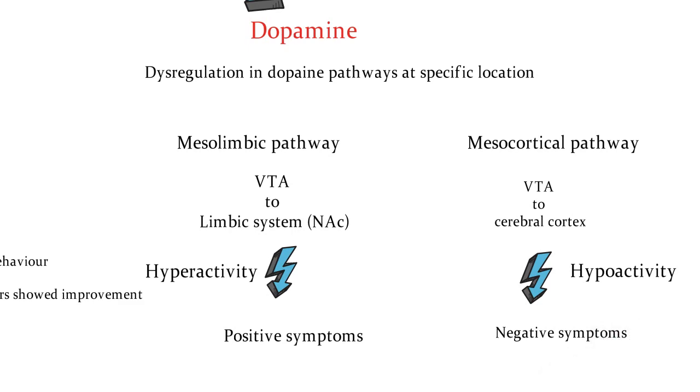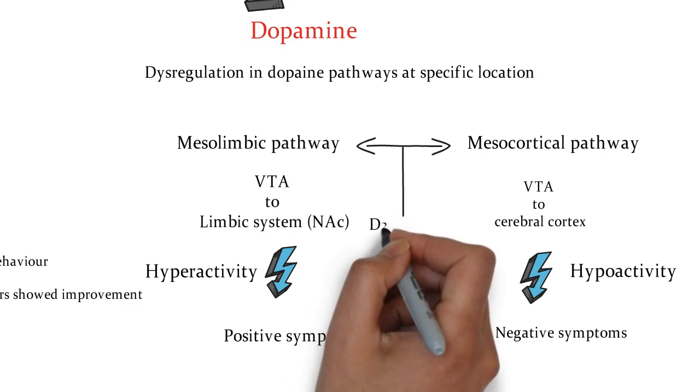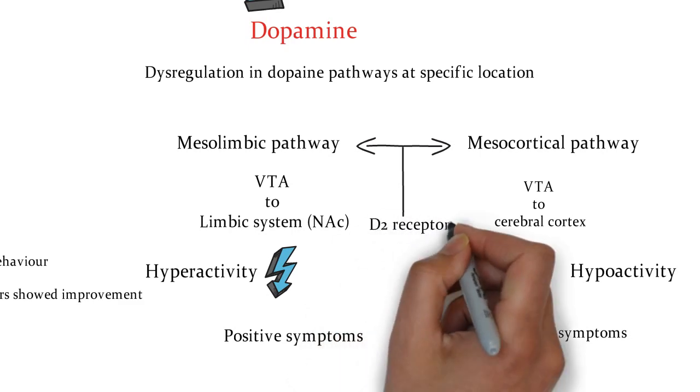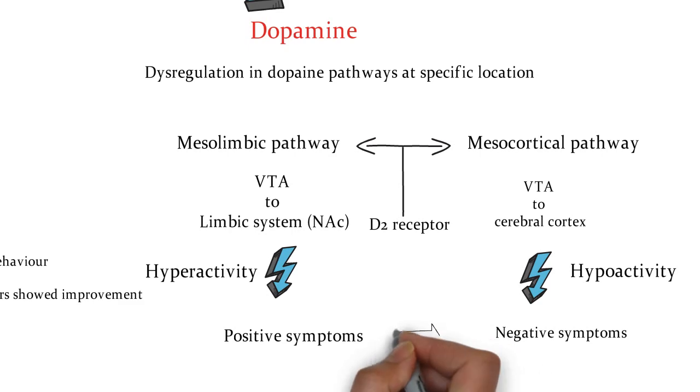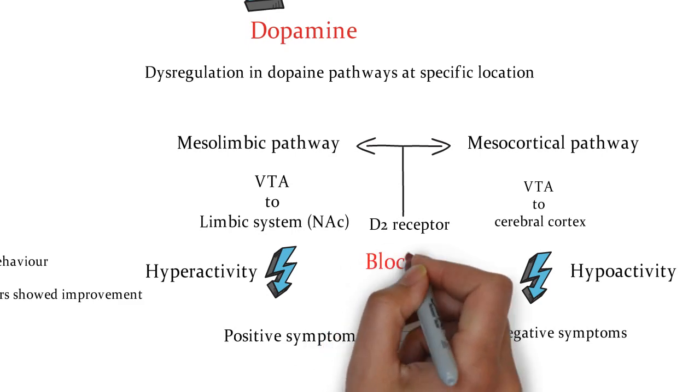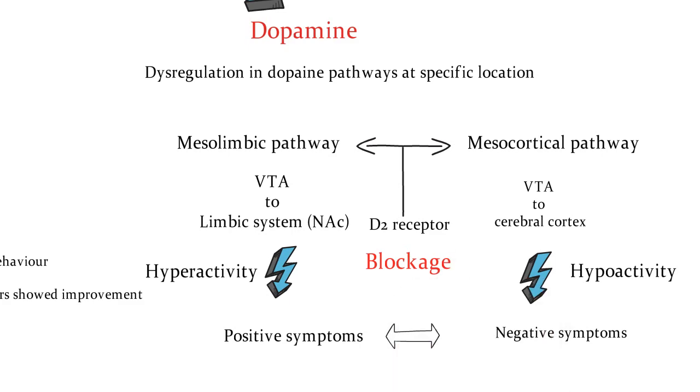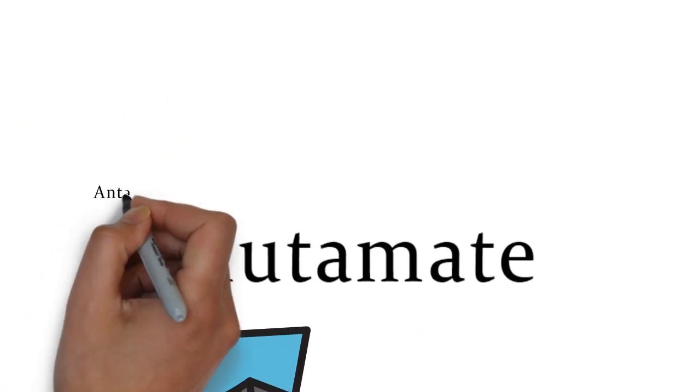Both these pathways are controlled by dopamine, and the dopamine receptor involved in this condition is D2. So if we target the D2 receptor, or we antagonize the D2 receptor, then it is found that there is an improvement in positive symptoms because of blockage of hyperactivity, but there is a worsening of negative symptoms because of again hypoactivity. The next is glutamate.